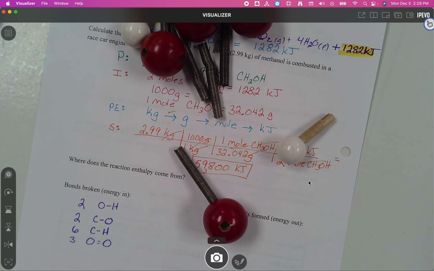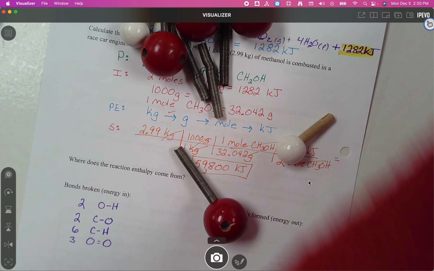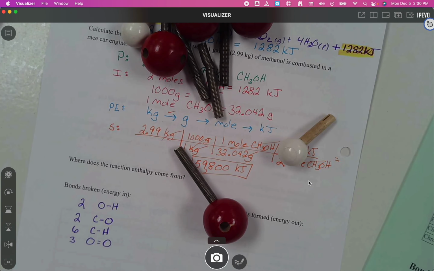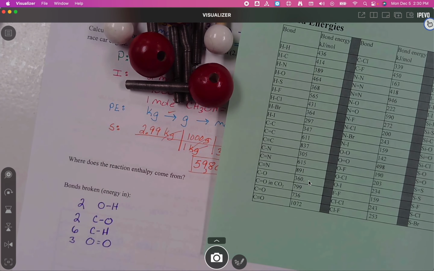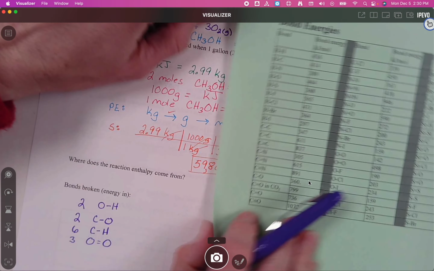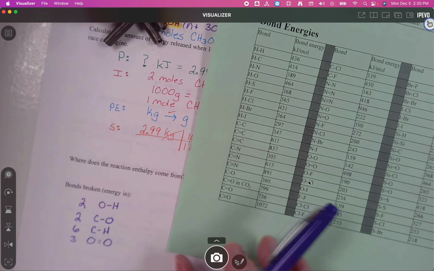Okay. So our resource sheet has some bond energies on it. And those bond energies are also listed in today's little packet. But we're going to use them off the resource sheet. This tells us how much each cost us. So if we look down the list here, oh no, my pieces are rolling away.